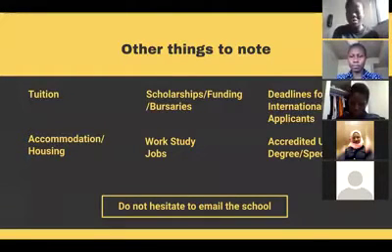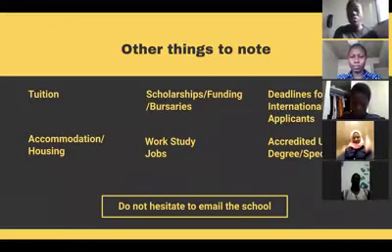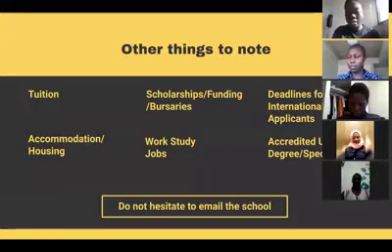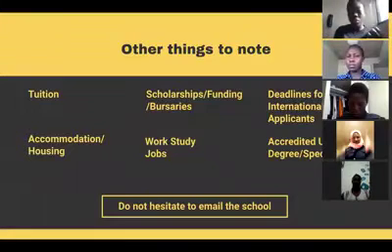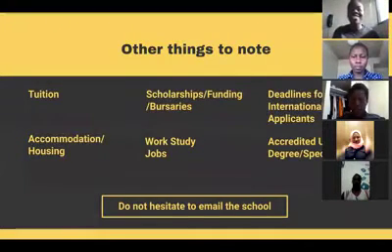You can even send an email to the university if you are not clear about how to go about housing, so that when you come here, you have a place to stay and you're not just wandering about. So the next thing is work study jobs.